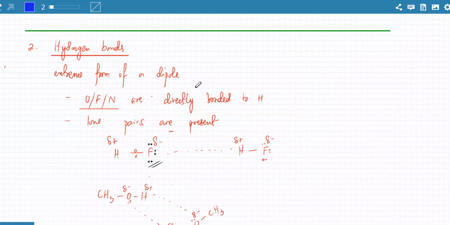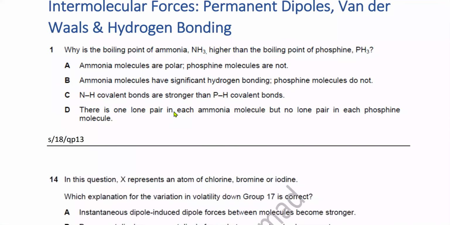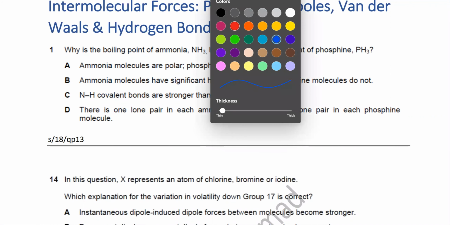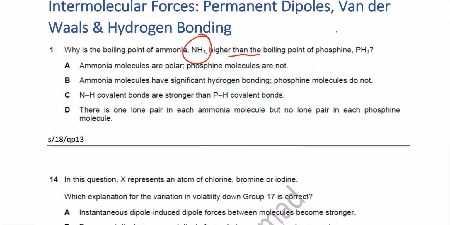For example, over here, you've got intermolecular forces questions. So, for example, over here, he's saying that NH3 has a higher boiling point than PH3. Why is that? So, what did I just tell you about hydrogen bonds? When are they formed? When either oxygen, fluorine, or nitrogen are directly bonded to H. Why is it only for oxygen, fluorine, and nitrogen? Because they are the most electronegative elements in the periodic table.